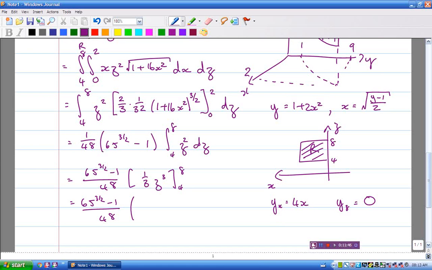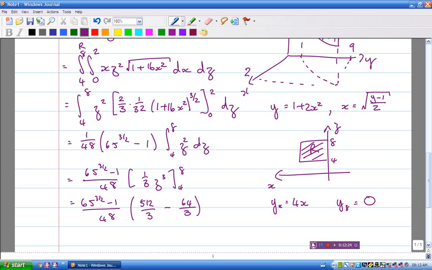Which means it's 512. Am I right? Ooh, I'm not good at my powers of 8. 8 times 8 is 64. 64 times 8. Plausible. Am I right? I'm actually not sure of that. 4 to the power 3? Is it 512? Did I?